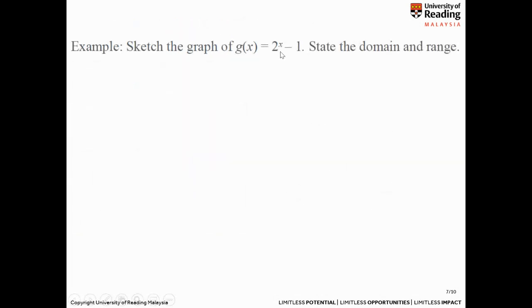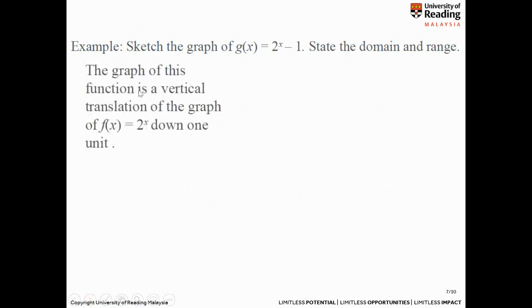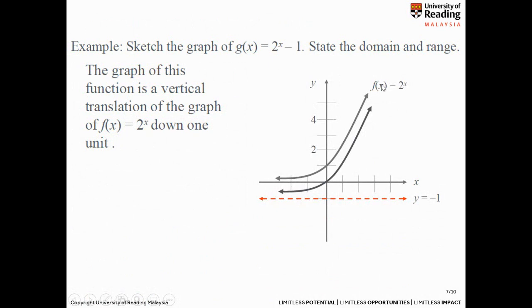When you have the same exponential graph, but after you minus 1, can you state the domain and range? So the graph of this function is actually a vertical translation of the graph 2 to the power x down 1 unit. So this is your graph of 2 to the power x, and the one below is the translation of the graph 2 to the power x moving down by 1 unit.